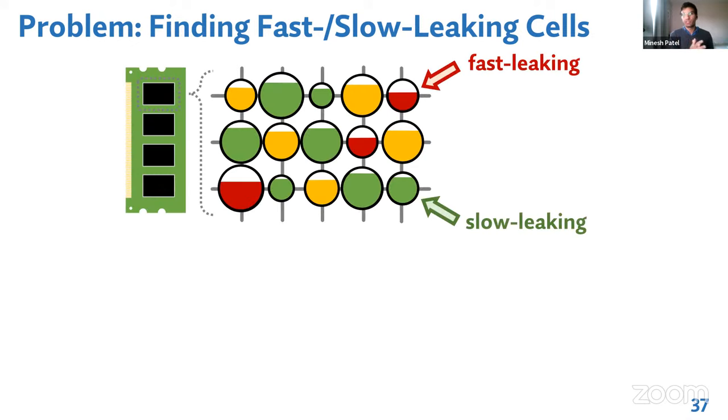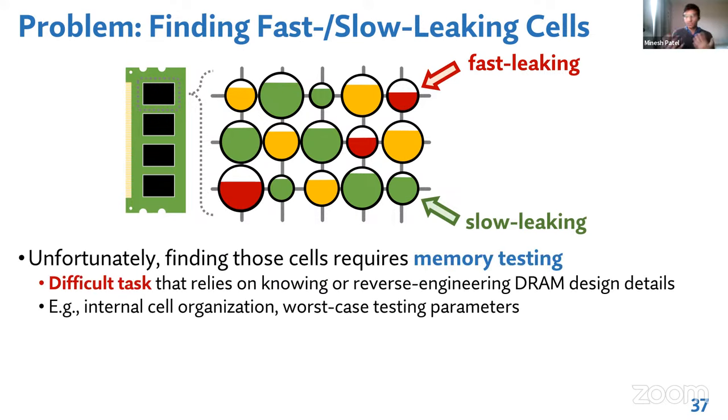Here's a cartoon illustrating what this might look like. The DRAM storage array itself comprises some cells that are slow leaking and a few cells that are fast leaking. Now, the problem is that finding those cells that require frequent refreshing, so essentially the fast leaking cells, is a difficult task that relies on the concept of memory testing. In order to conduct testing to identify these cells, we need to know or reverse engineer some sort of DRAM design details. For example, how cells are physically organized within the DRAM chip and what sort of testing parameters we should use to make sure that we reliably identify these cells.